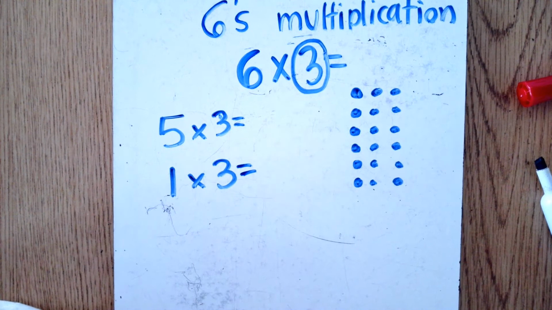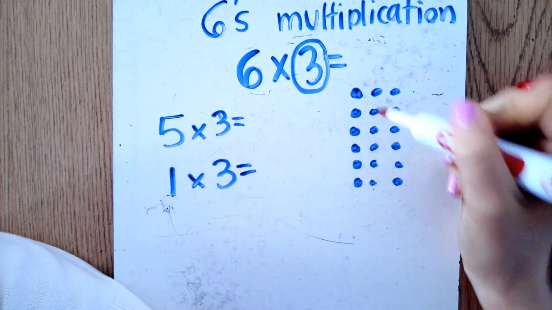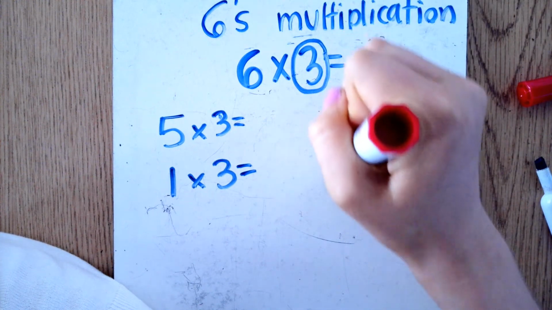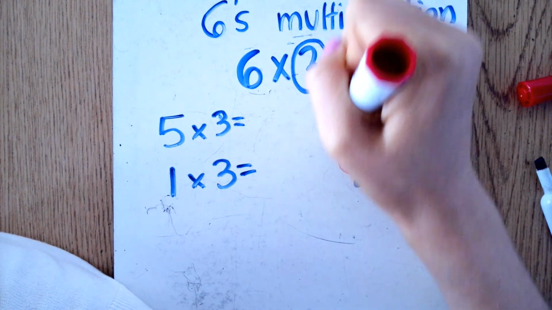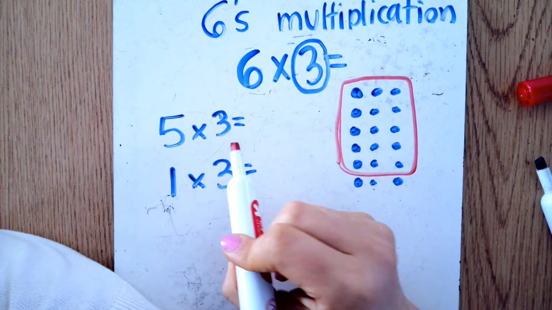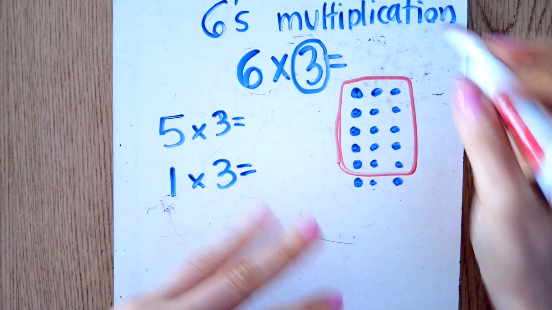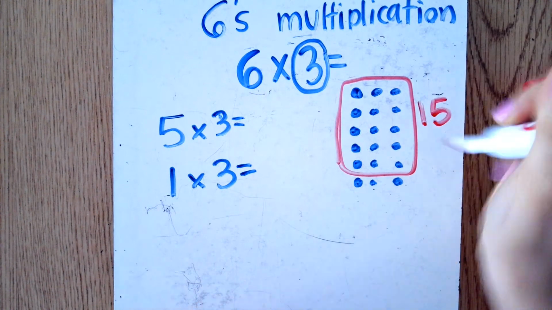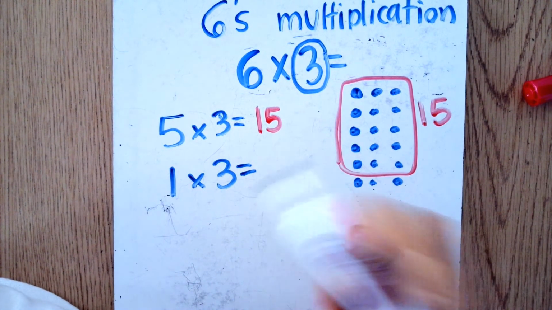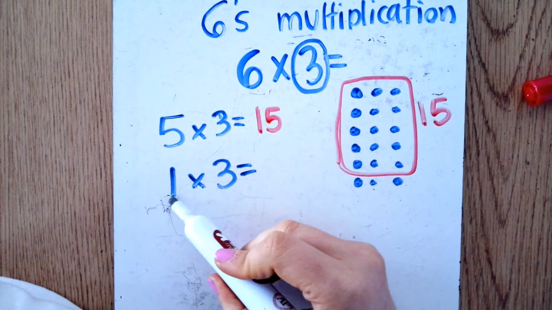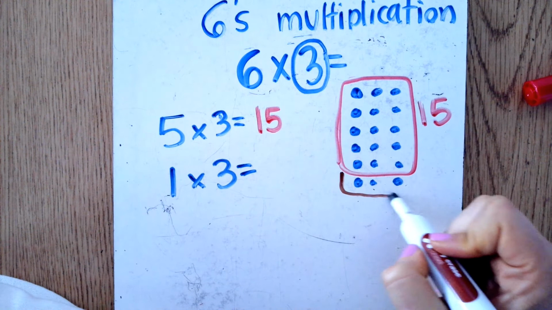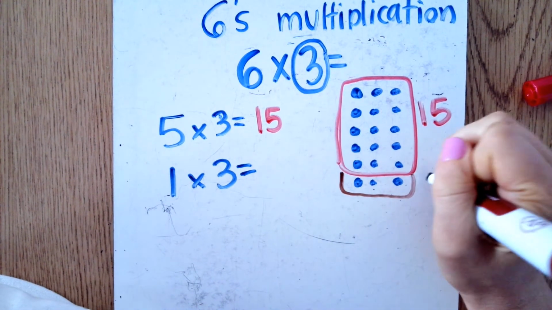Now for the first part, we have 5 times 3. So I'm going to take my 5 rows with 3 in each of them. I'm going to circle it, and solve. So 5 times 3, we skip count by 5 3 times, so 5, 10, 15. Our answer is 15. Now we have to solve for this next one. 1 times 3. 1 times a number equals the number. So 1 times 3 would be 3.